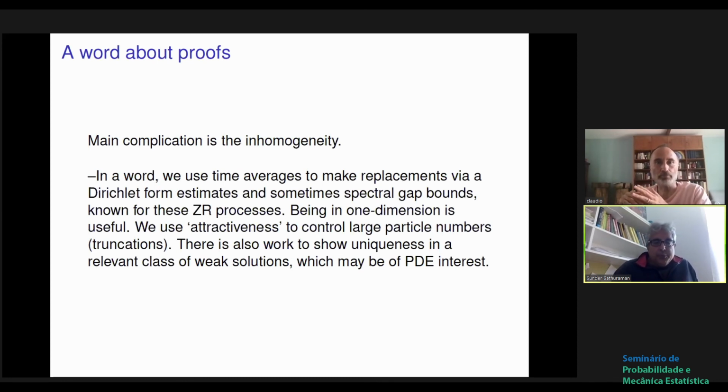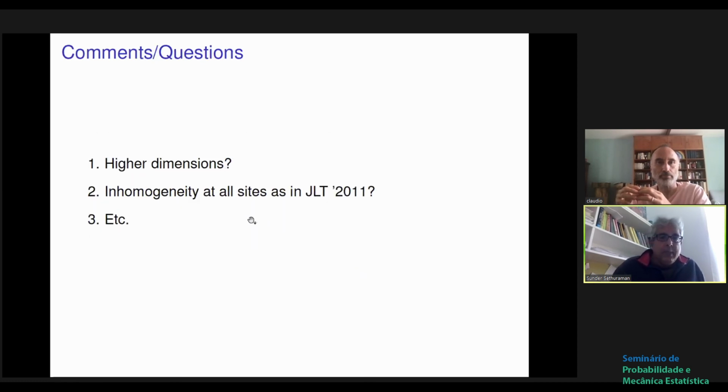And anyway, the proofs. The inhomogeneity is the main problem, and so we use attractiveness. One dimension is also useful. There are some spectral gap bounds which come into play sometimes, and the weak uniqueness of the weak solutions is also maybe of interest to some PDE people.